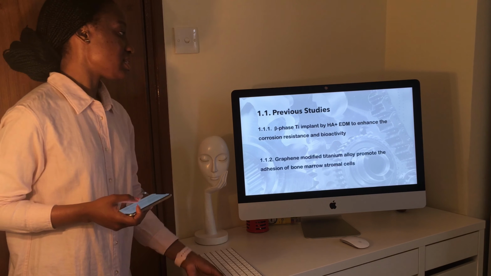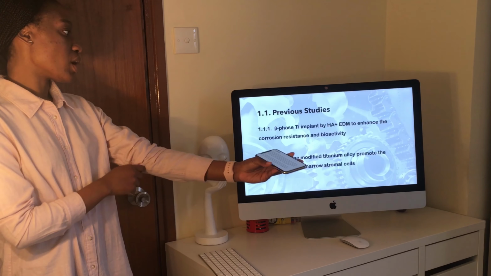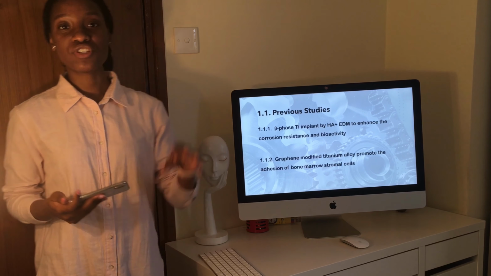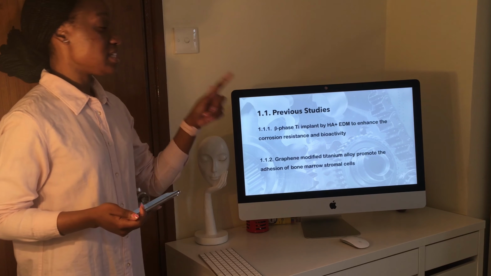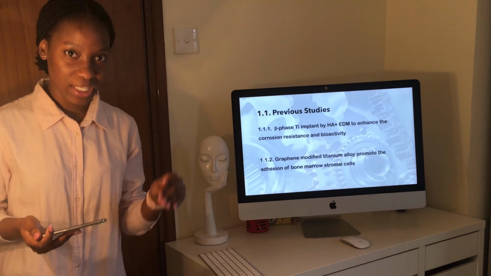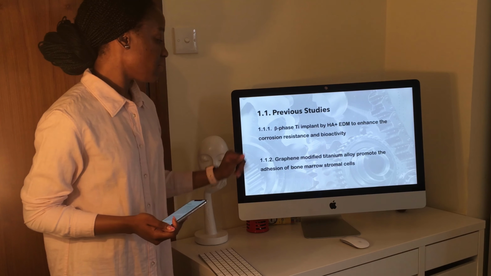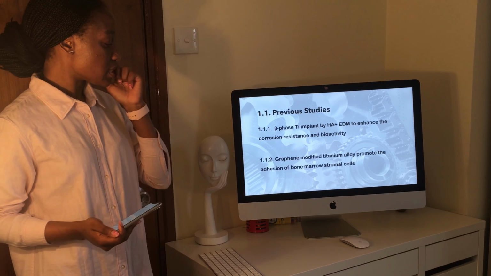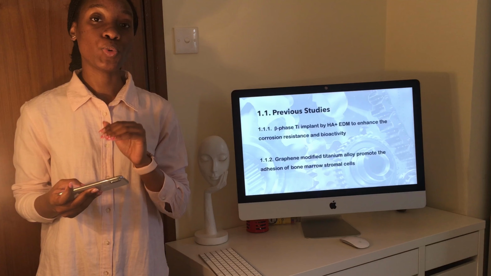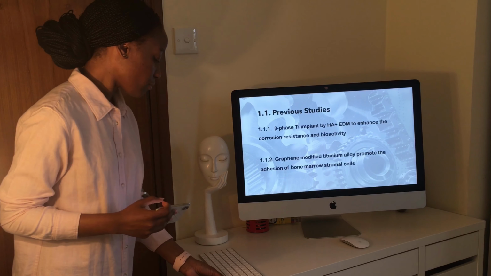Now, these are two previous studies that were conducted before. The first is on hydroxyapatite, which I will call HA, and the EDM, the electric discharge machining surface treatment that we use to enhance the corrosion resistance and the bioactivity. And the second study that was conducted was a graphene coating technique.